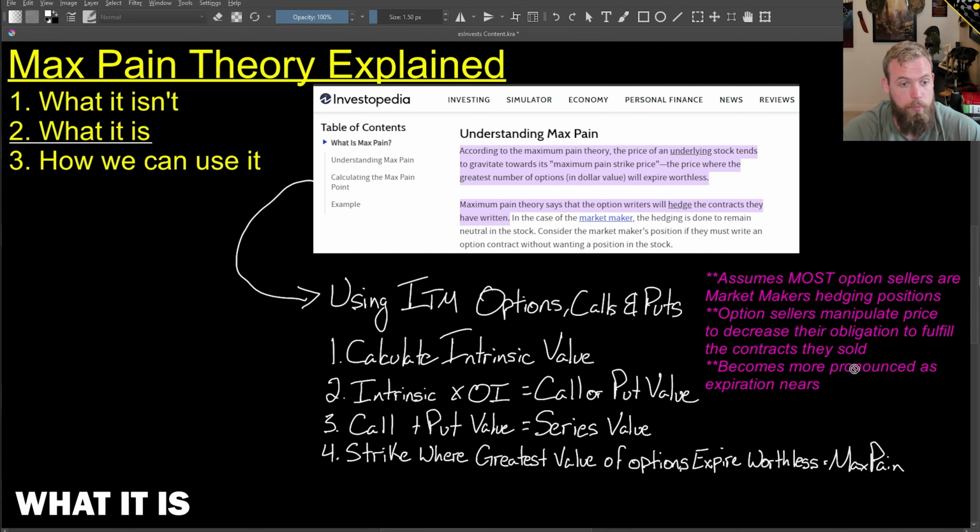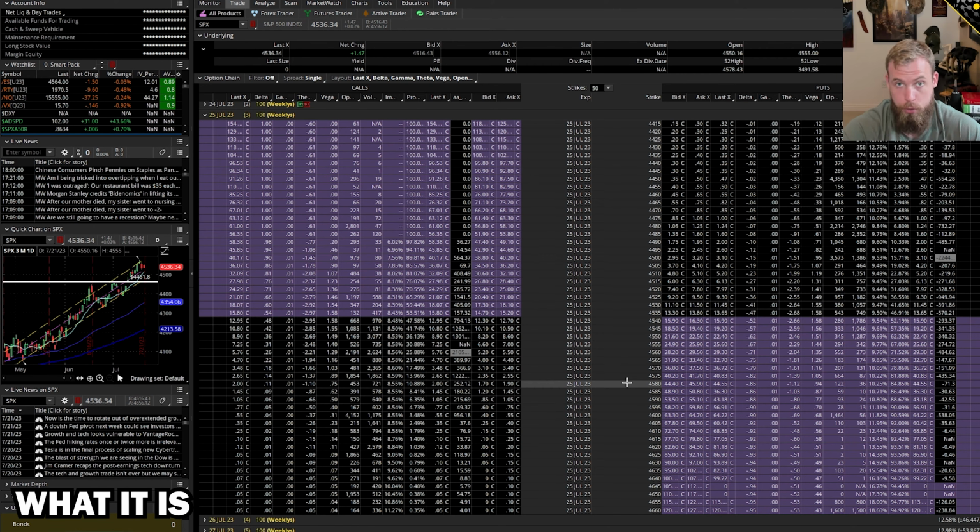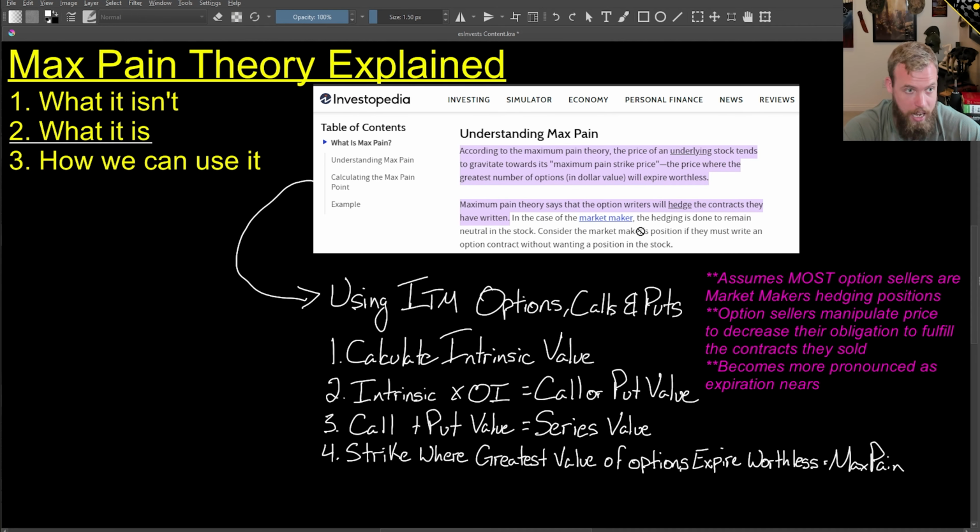And then down here, like I said, it does become more pronounced when the expiration cycle gets closer, and that's because that's when a lot of hedging is happening. And again, this comes into play at expiration, when the options are about to expire. So we talked a little bit about what it's not. Now, hopefully we have an idea of what it is.